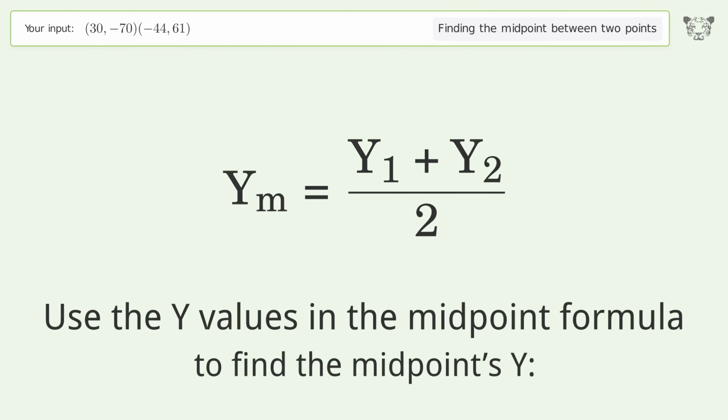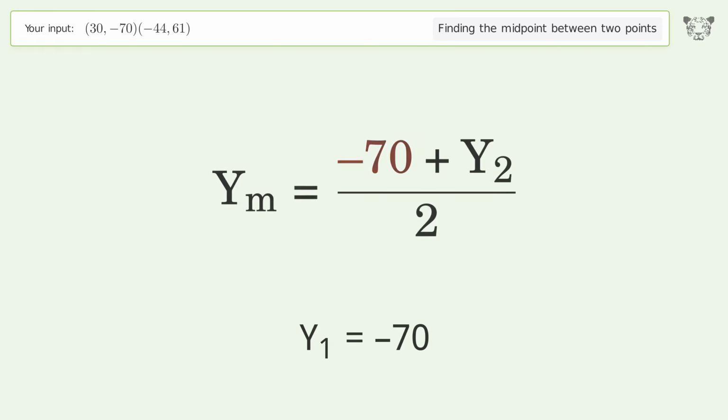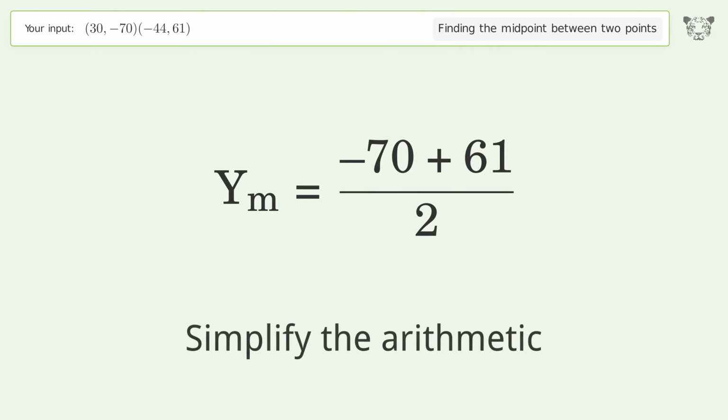Use the y values in the midpoint formula to find the midpoint's y. y1 equals -70. y2 equals 61. Simplify the arithmetic.